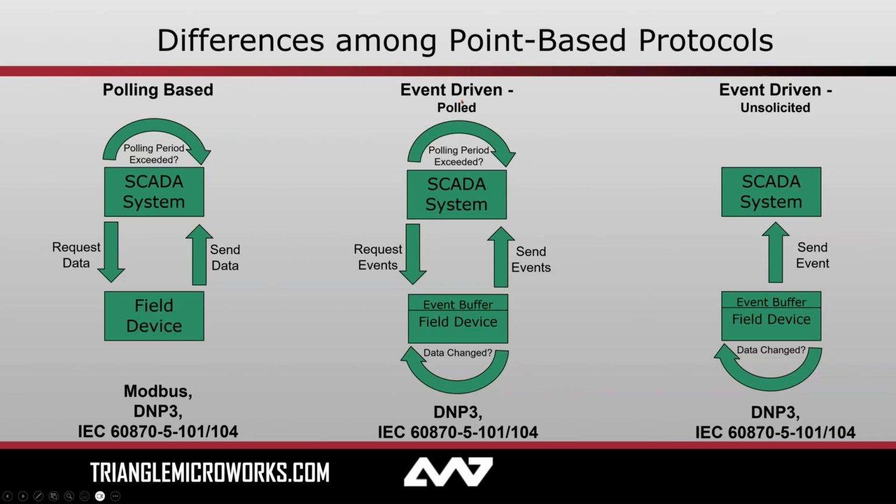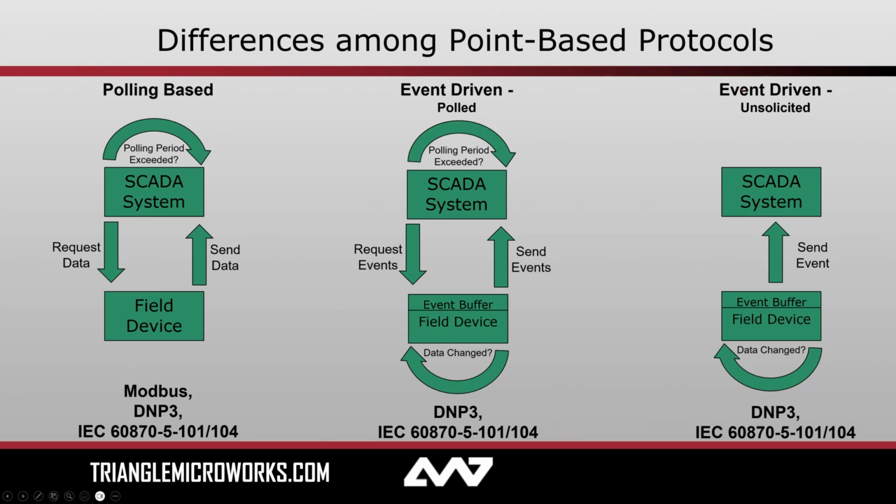Now, in an event-driven style, the key change is that as the data updates, it'll be stored in an event buffer. I still have a polling period up at the top, and when that polling period expires, I request data. Any events that have been stored in that event buffer will then be packaged and sent up to me. So again, I'm no longer missing data, but I'm not getting it right as the changes occurred.